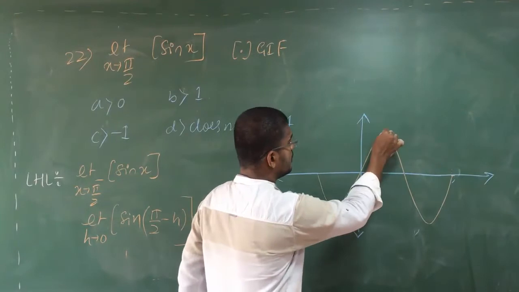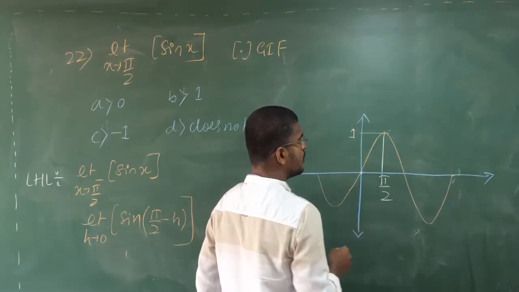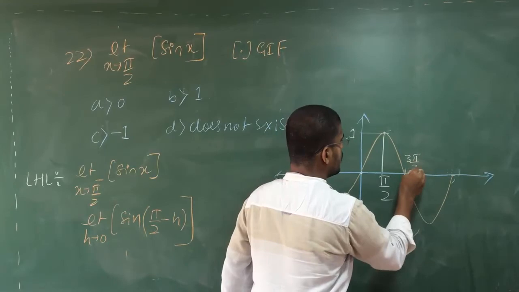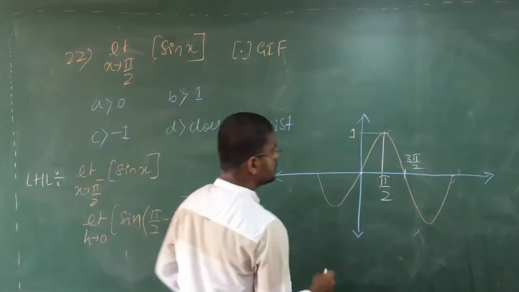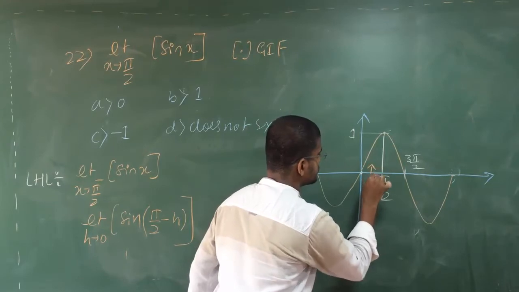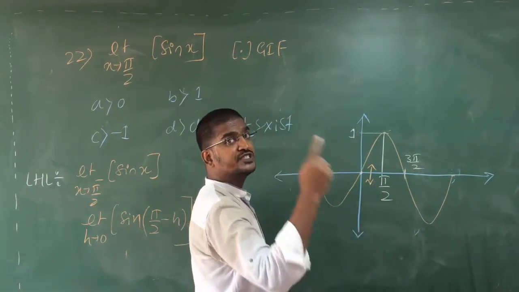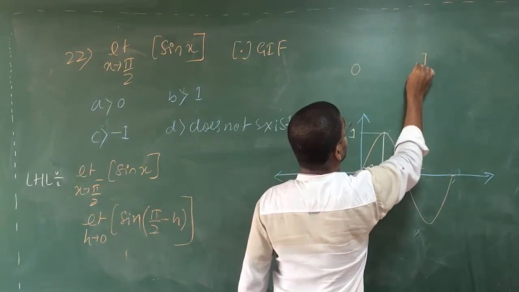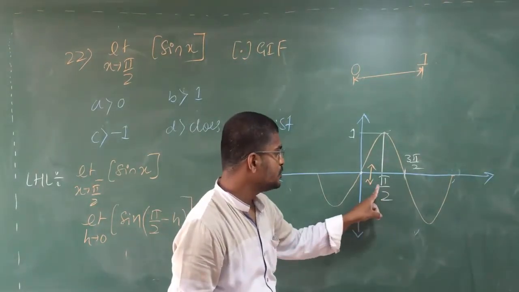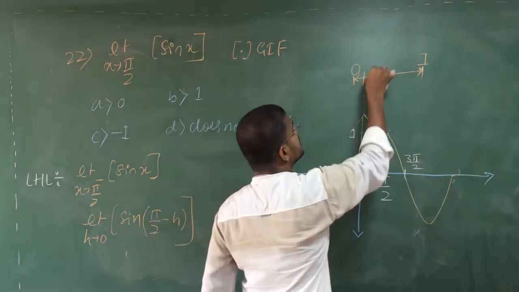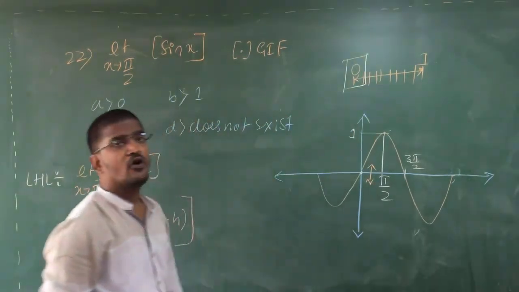Your greatest integer function is of sine of pi by 2 minus h. According to your function, at pi by 2 it is 1. At 0, it is 0. At 3 pi by 2, it is again 0. Clear? Okay. Pi by 2 minus h will be here. This is pi by 2 minus h. So at pi by 2 minus h, the range of sine x will be in between 0 and 1. So in between 0 and 1, what is your greatest integer? It is 0. Have you got my point?